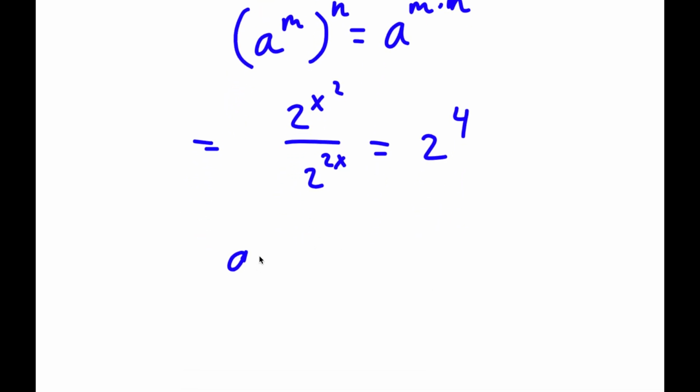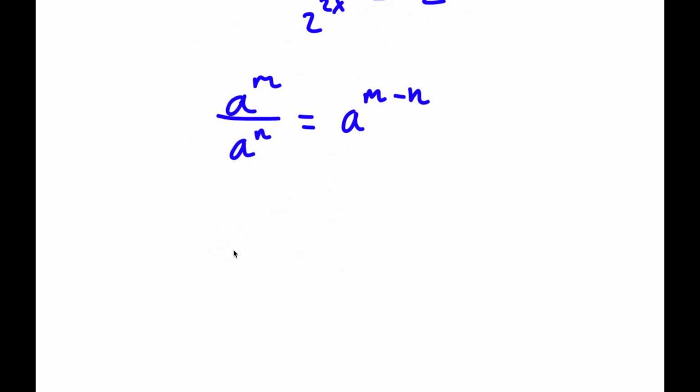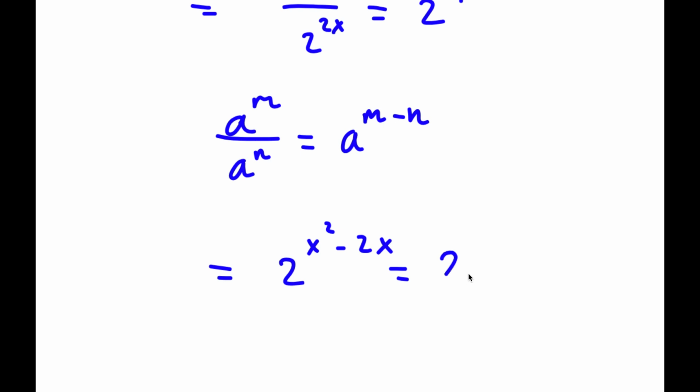Now if I have something in the form a to the power of m over a to the power of n, this is equal to a to the power of m minus n. So 2 to the power of x squared over 2 to the power of 2x, that's going to equal 2 to the power of x squared minus 2x, which is equal to 2 to the power of 4.